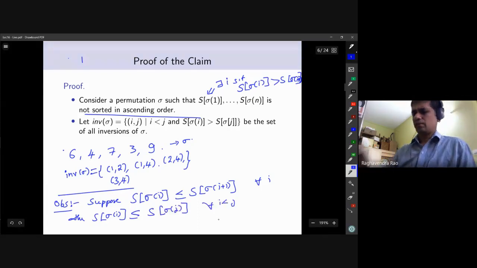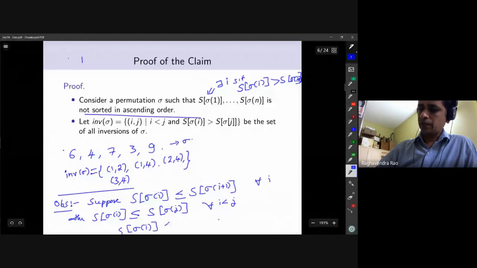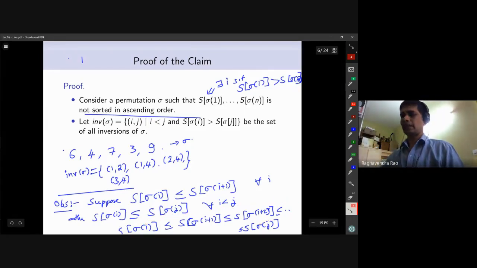Why is that? It's a simple argument. S of sigma I is less than or equal to S of sigma I plus 1, which is less than or equal to S of sigma I plus 2, and so on, up to S of sigma j. Now apply transitivity. Since the relation is transitive, S of sigma I is less than or equal to S of sigma j. Is that clear?